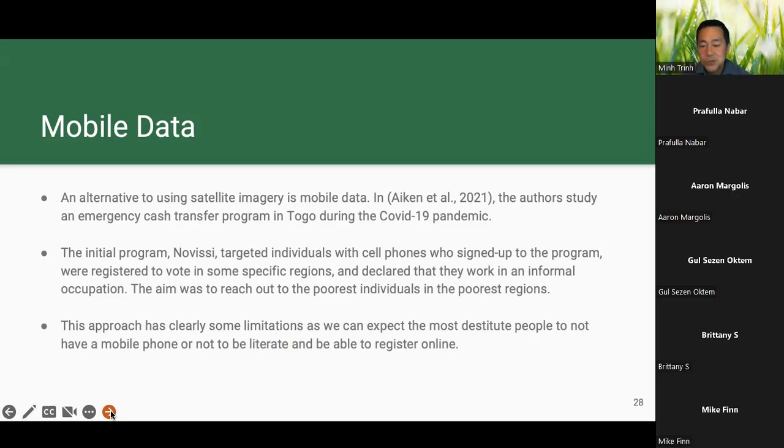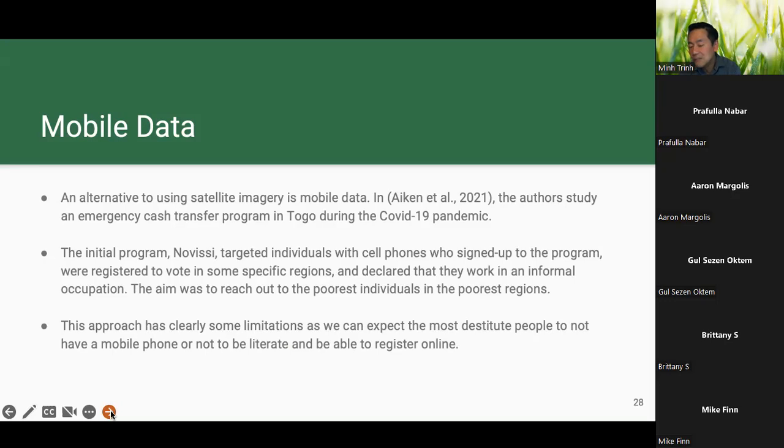The idea was to give money to people who needed the money, right? The program is called Novissi. There's a website, you can Google it. It targets individuals with cell phones and gives them cash, like mobile cash, that you can use to buy items. But the individuals they target are people who can sign up to the program. They're registered to vote, they live in some specific regions, and they declare that they work in an informal occupation. It means that you don't work for a company, but you're like a street vendor and so on.